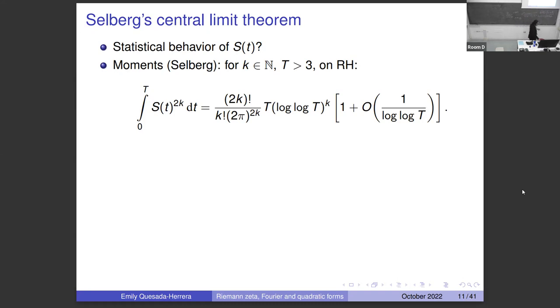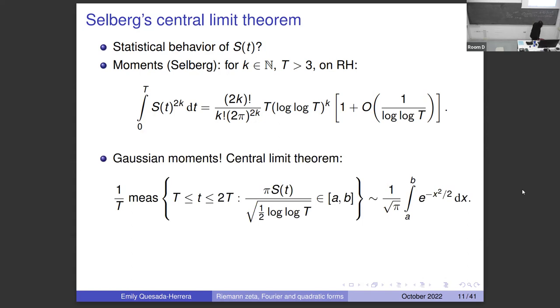And as a consequence, if we know all the moments, we know the probability distribution. The constant in the moments behaves like the moments of a Gaussian. So this means that we have a central limit theorem. This means that S of t behaves like a Gaussian. It's distributed like a Gaussian with mean zero and with variance one half log log of t. So we have very complete statistical information for this function S, which is what we want.